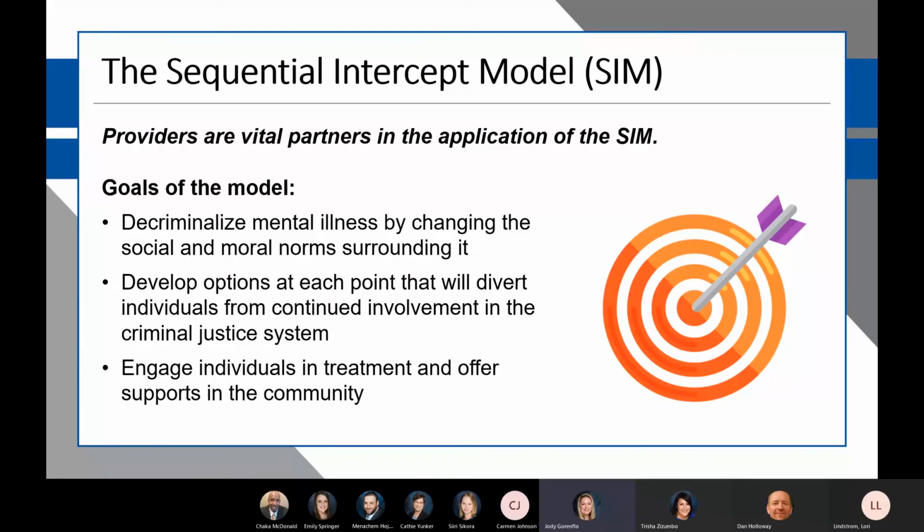And we want to divert individuals from involvement in the criminal justice system or continued involvement. So if they have had involvement in the criminal justice system, we would like to divert them from having any future criminal justice involvement. And of course, we would like to engage individuals in treatment wherever they are in the community, and also offer supports.